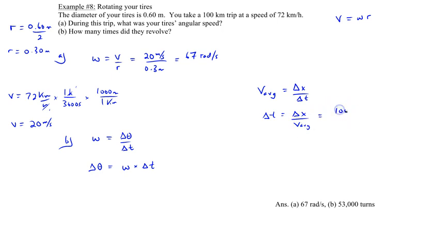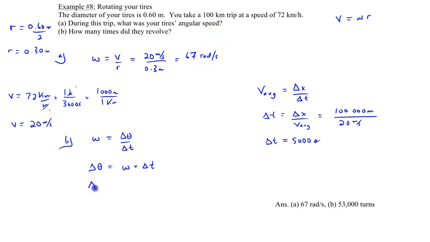So you went 100 kilometers, which is going to be really 100 times 1,000, or 100,000 meters, divided by the average velocity, but we want that to be in meters per second. So we're going to use 20 meters per second. That's what 72 kilometers an hour is equivalent to. So that will give us a time period of 5,000 seconds. It's about 1.38 hours, but we want it in seconds because our angular velocity is in radians per second.